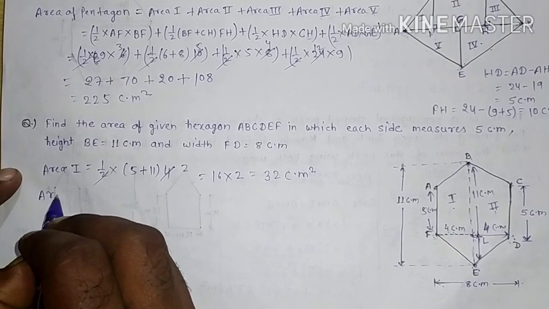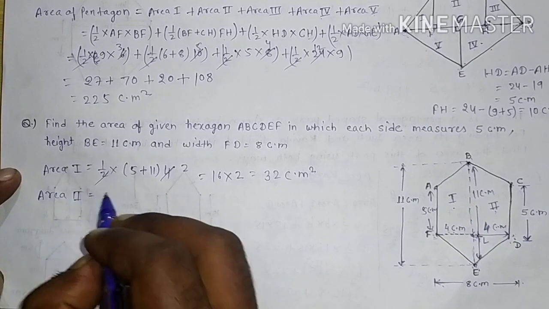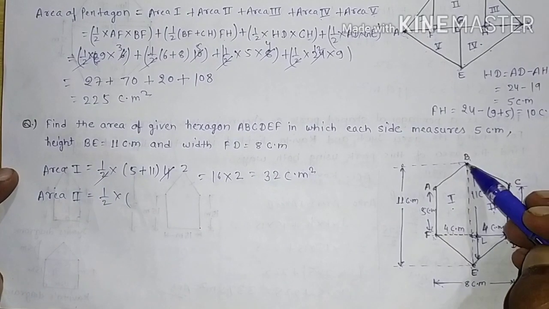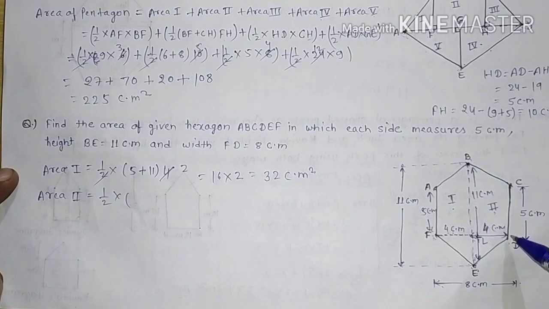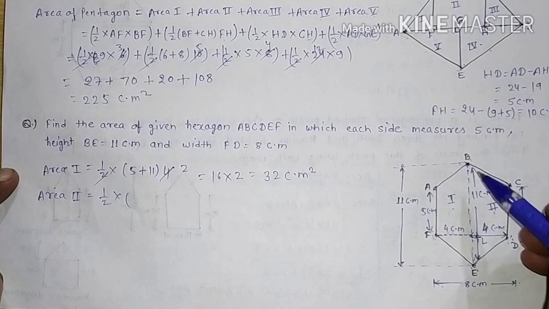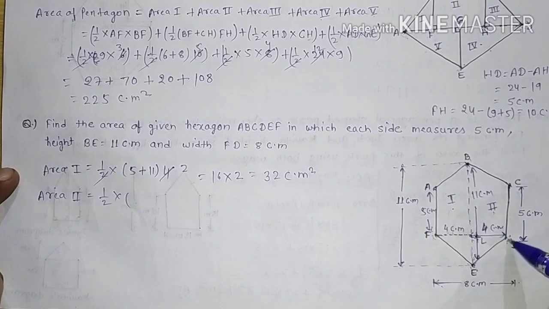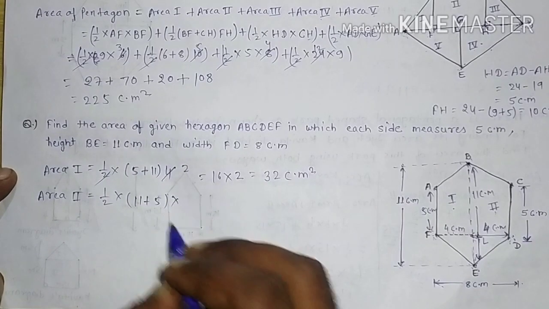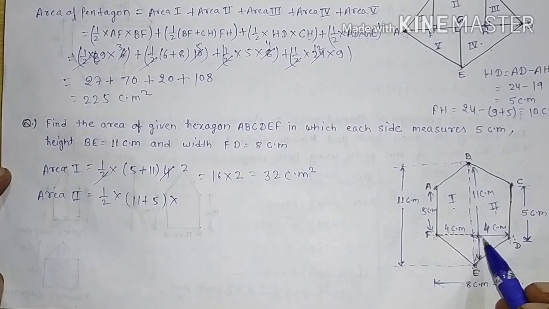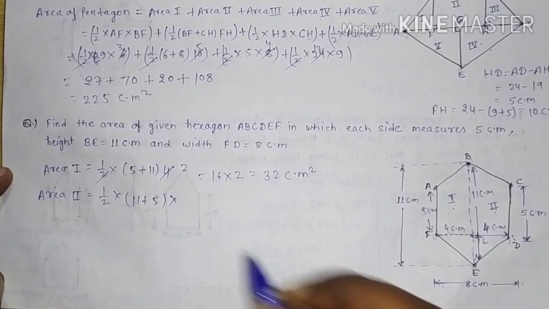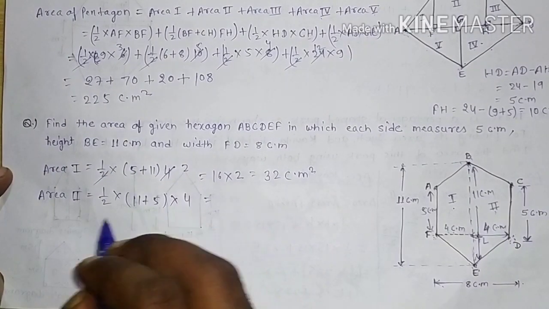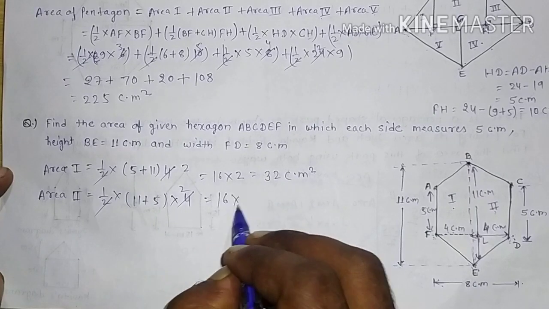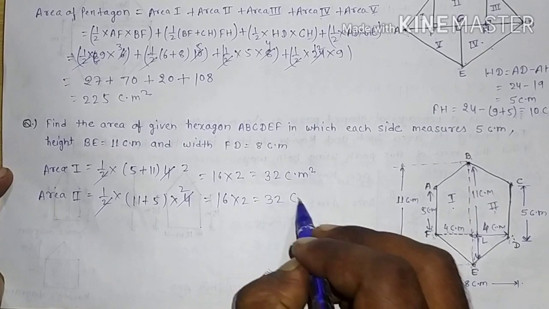Now the area of the second section: half into the sum of parallel sides. So this is 11 and 5 centimeter. BE and CD are the parallel lines. So 11 plus 5 centimeter into the length between the parallel sides, which is 4 centimeter. Now just simplify it. 2 2s are 4. 11 plus 5, that is 16, into 2, same area, 32 centimeter square.